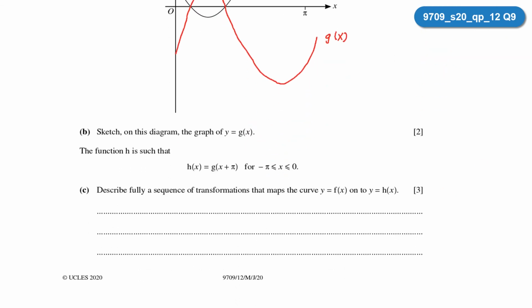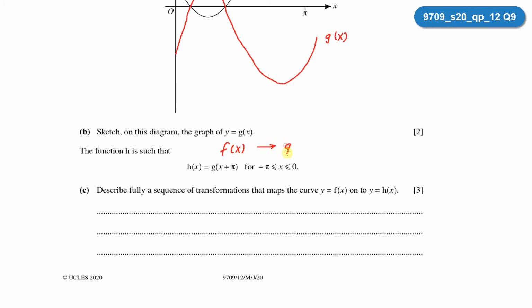Let's go on to part B. The function h is such that h of x is equal to g of x plus pi for minus pi to 0. Describe fully a sequence of transformations that maps the curve y is equal to f of x onto h of x. Okay, so here we're starting with the original graph as f of x.